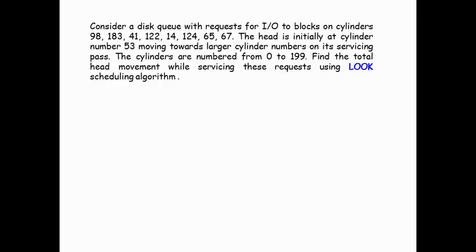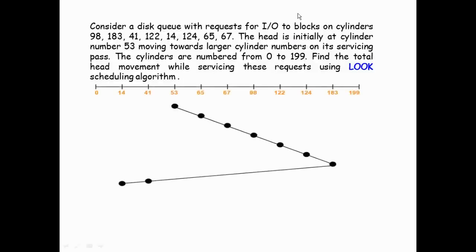Let us see how to find the total head movement using the CLOOK algorithm. Here is the diagram. Initially, the head is at cylinder number 53. Now, the requests 65, 67, 98, 122, 124 and 183 are served.